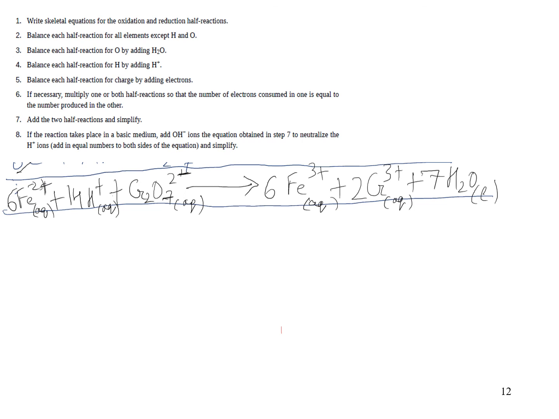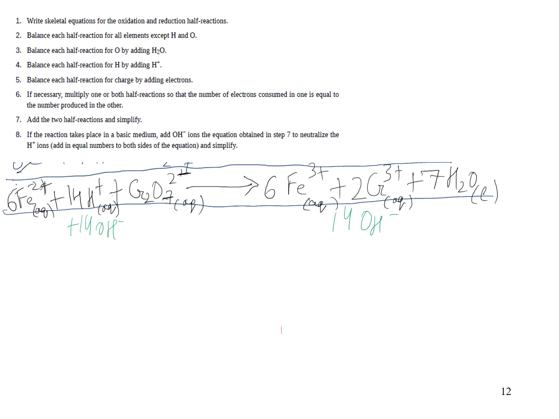Step number 8 tells you for basic medium, add hydroxide ions to both sides of the equation, equal to the number of hydronium ions. So how many protons do I have here? Whatever is the number of total H plus, you add the same number of OH minus on both sides. So I have 14 H plus on this side, so I'm going to add 14 OH minus on both sides.